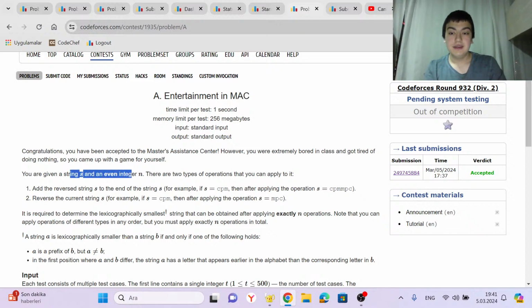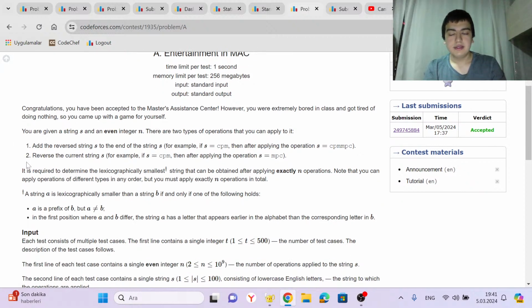We have a string s and an even integer n. We have two operations to apply. The first one is to add the reversed version of s to the end of s. And the second operation is to reverse the string s. So if the string is CPM, the second operation makes it MPC. If we do the first operation and the string is CPM, the string will be CPMMPC. Okay, that's the question.